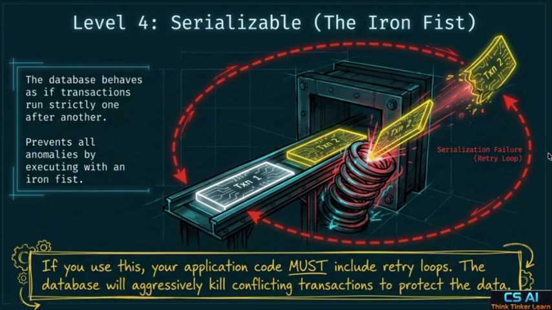Level 4 is serializable, the Iron Fist. Here, the database behaves as if transactions run strictly one after the other. It prevents all anomalies, but there is a massive catch. The database will aggressively kill conflicting transactions to protect the data integrity. If you use this, your application code must include retry loops. You're trading a lot of performance for absolute mathematical correctness.